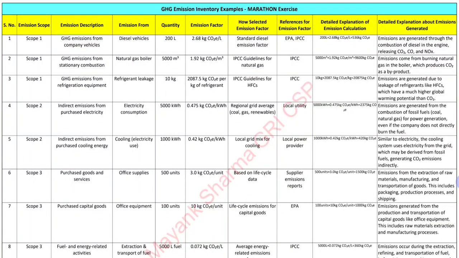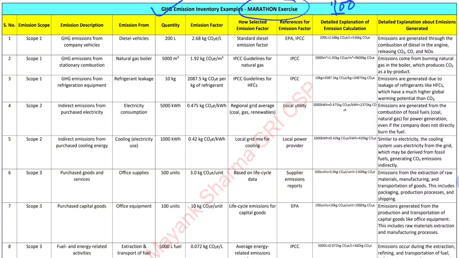So today we are going to start one more discussion related to GHG emission inventory. A lot of examples are there, around 100 examples. So it's a kind of marathon exercise we are going to do, and we'll see different case studies and examples from different types of emission scopes, scope 1, 2, 3. As I said, 100 examples are there. So let us go one by one.